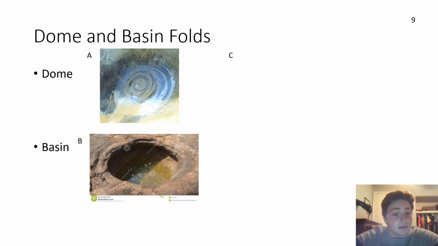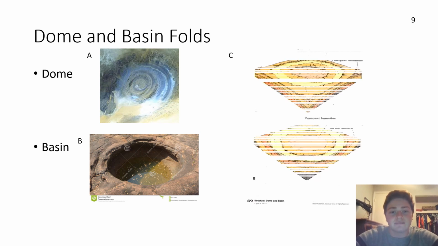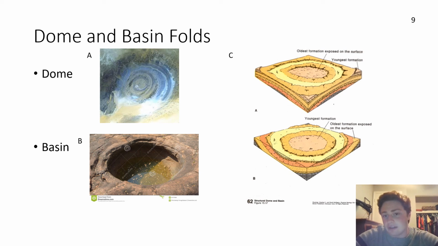On the other end of the spectrum, you can see a basin, which is a formation that goes down into the earth like a hole or a bowl, and the youngest layer of rock would be what you see, which is the core of the fold. In this situation, the strata is pushing outward away from the axial plane. Here you can see two better graphics of a dome and a basin, and they're labeled with the important features of both.